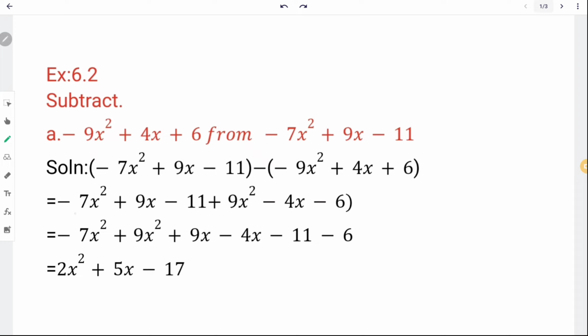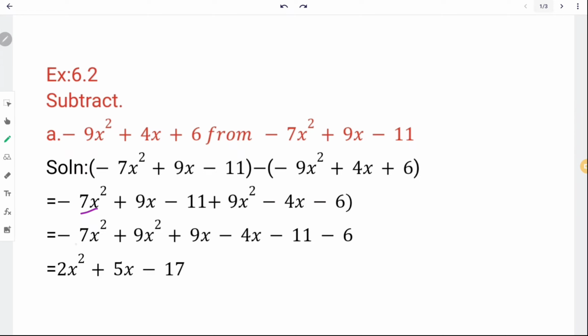Okay, so you can see here x squared, right? So we'll bring them together here. The next is x, so bring them together. The last will be just a number, minus 11 minus 6, so the numbers are here. Once we're done with that, we can start the subtraction.